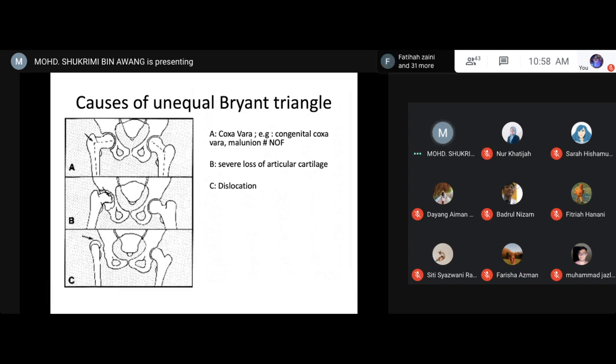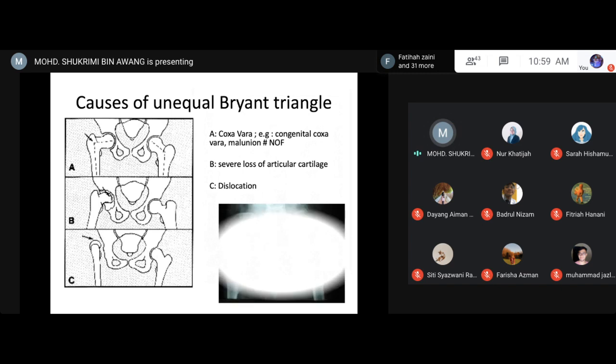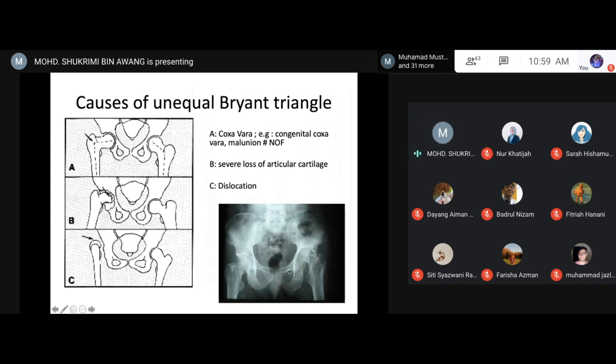All right. So in this case, how do you describe this X-ray? What happened to this patient? Come, somebody describe this pelvic X-ray. Year 4, Syazwani, say your name. Or Jazlan or Aisyah, my mentee. Come, describe. How do you describe this pelvic X-ray? It must be systematic. Even when I call your name, you don't answer. Jazlan?